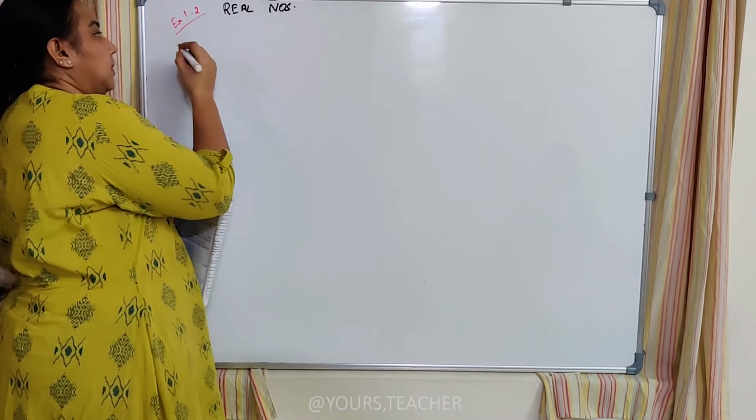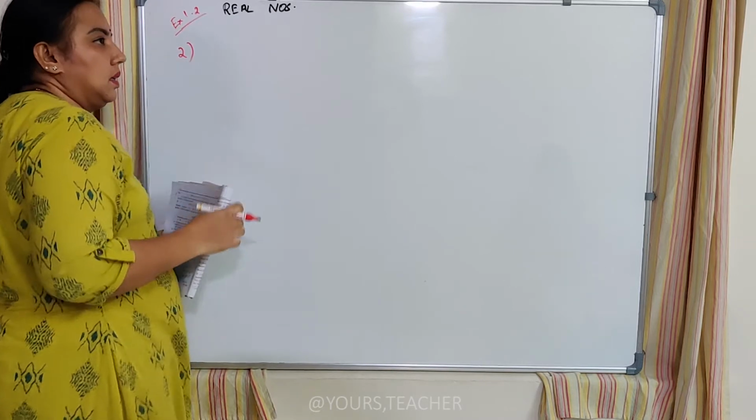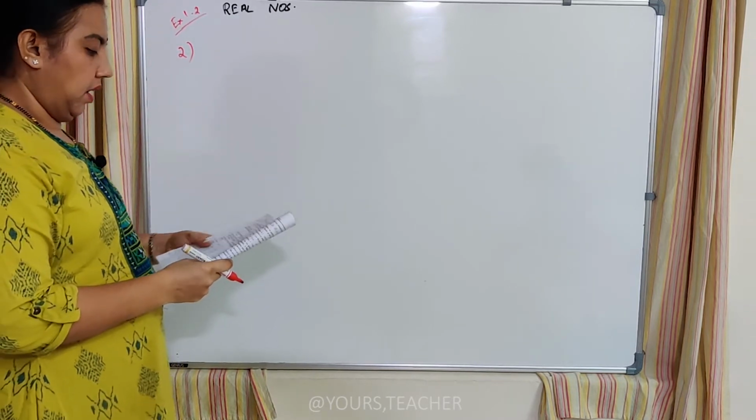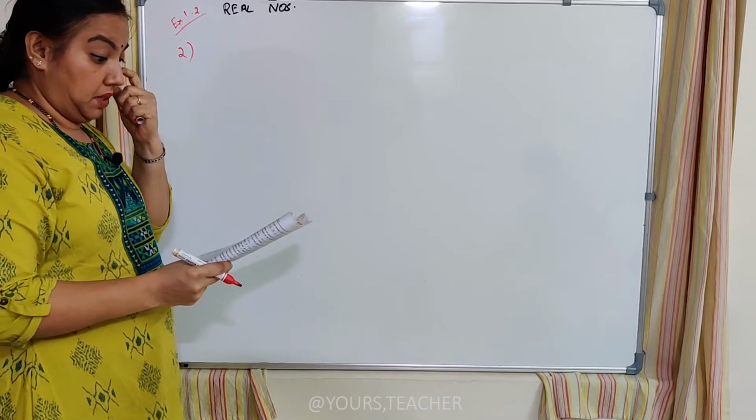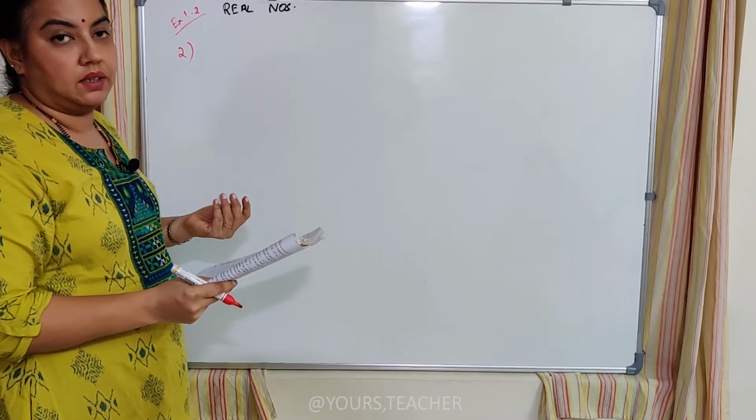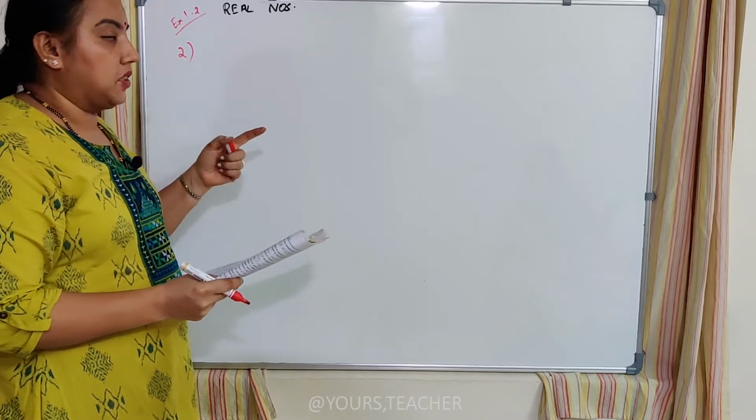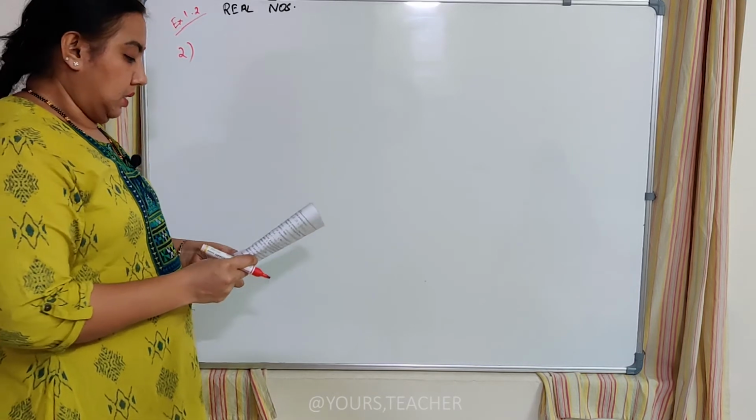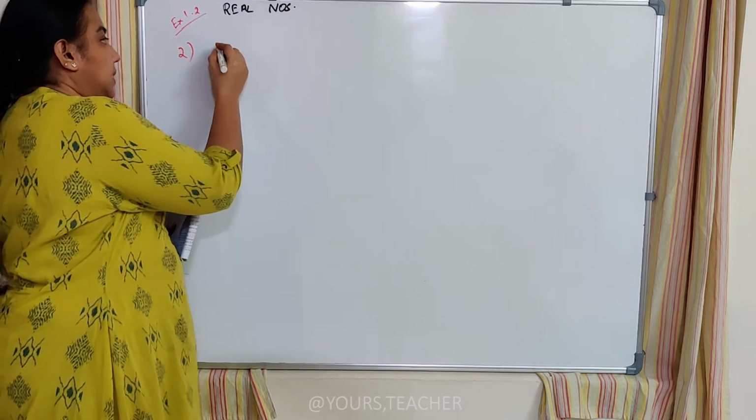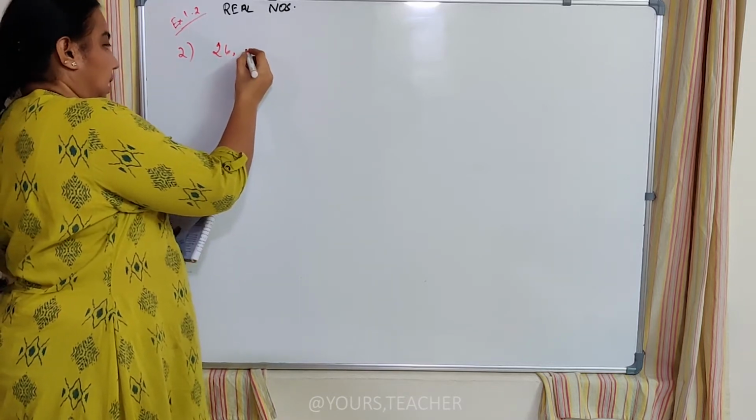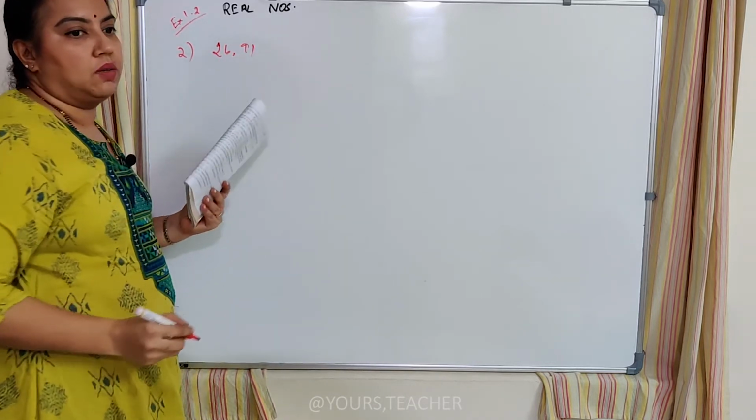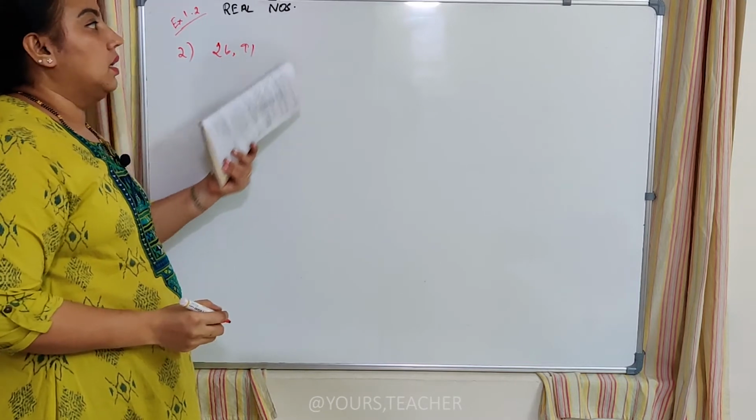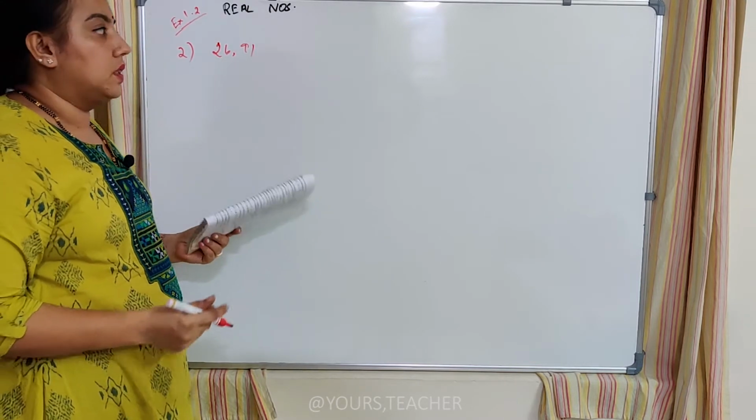Okay, now going back to the second sum and the second exercise, we have to find the LCM and HCF of the given pair, and they are asking to verify the relationship between the LCM, HCF and the given numbers. So the first pair is 26 and 91. Here you can use prime factorization or Euclid's division lemma, whichever you are comfortable with.